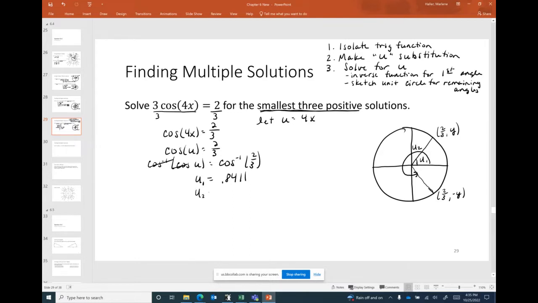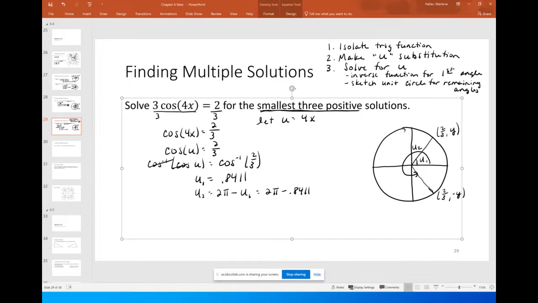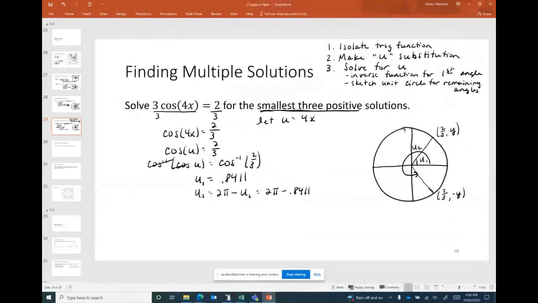So how do I express that? Well, that's going to be what? Looks to me like 2 pi minus u sub 1 is the best way of expressing u sub 2, which of course is 2 pi minus 0.8411. And we'll just leave it like that. We want to find the 3 smallest positive, though, so we need another one.